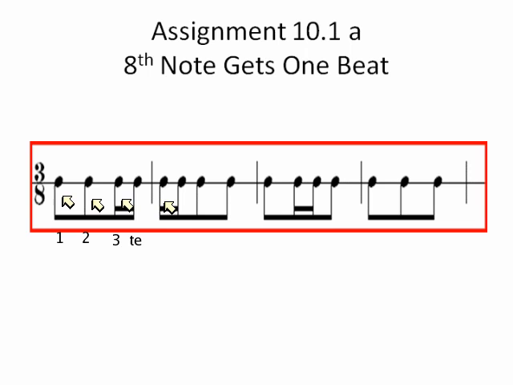Again, there are two 16th notes, so that beat is divided in half. It's going to be 1, and then the second half of that beat will have to be a te. 1 te. I used up 1 te. And now the next eighth note, getting one beat, is going to occur on which beat?